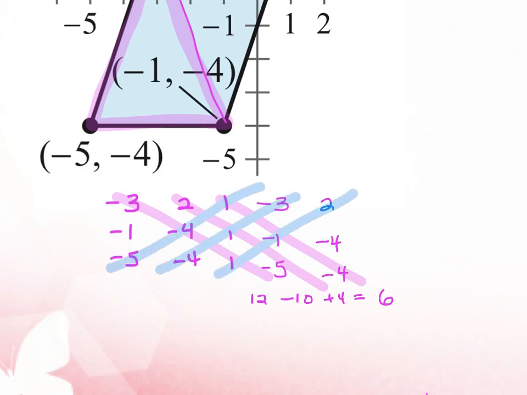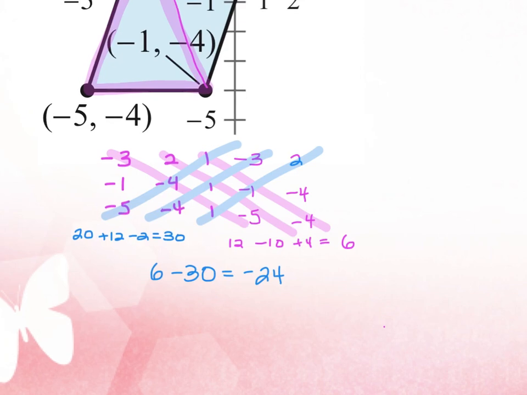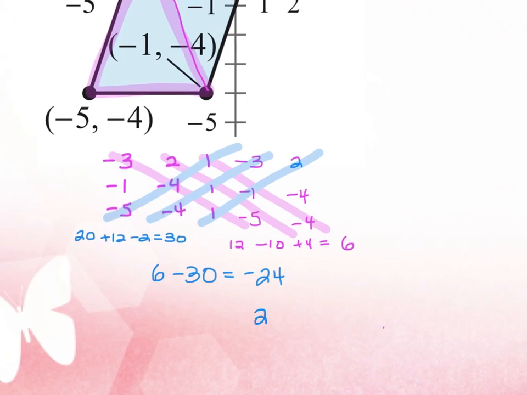Go back the other way. 1 times -4 times -5 is +20. -3 times 1 times -4 is +12. 2 times -1 times 1 is -2. And I get 6 minus 30, which is negative 24. Area is always positive, so I'm going to change that to a positive 24, multiply it times a half, and I get the area of that side of this figure is 12.